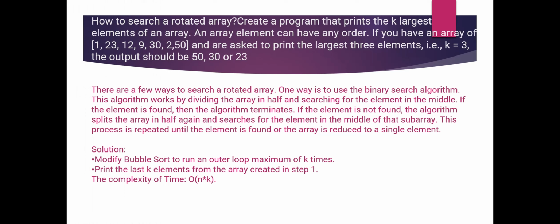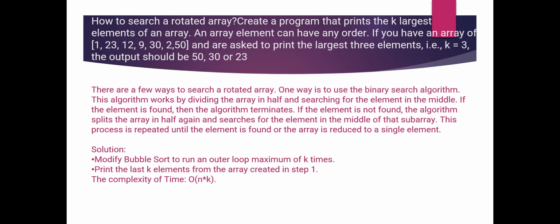63. How to search a rotated array. There are a few ways to search a rotated array. One way is to use the binary search algorithm. This algorithm works by dividing the array in half and searching for the element in the middle. If the element is found, then the algorithm terminates. If the element is not found, the algorithm splits the array in half again and searches for the element in the middle of that subarray. This process is repeated until the element is found or the array is reduced to a single element.